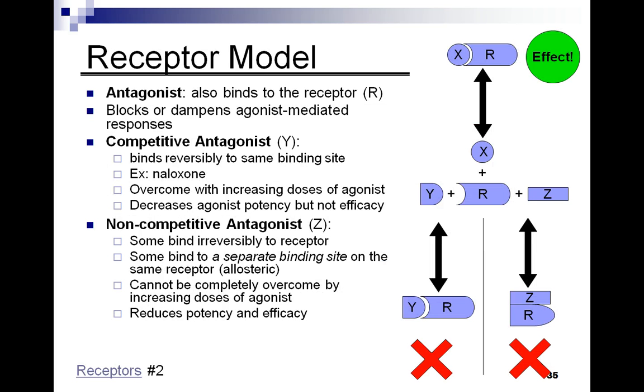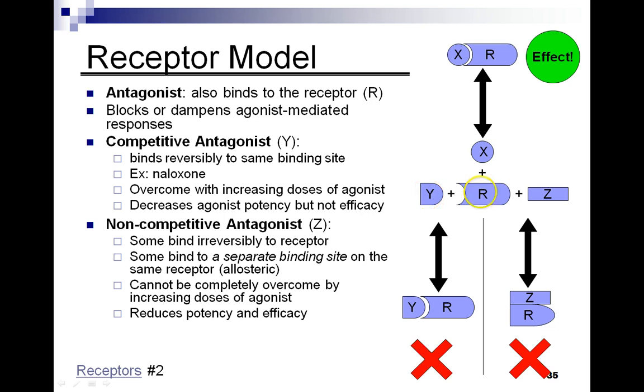A few more comments about the receptor model. We've talked about agonists. How about an antagonist? Antagonists bind to the same receptor, but they either block or dampen the effect that the agonist was causing. There are many different kinds of antagonists, and for the purposes of this lecture, I'm just going to focus on 2 simple examples. One is a competitive antagonist, and we've called that Y over here.